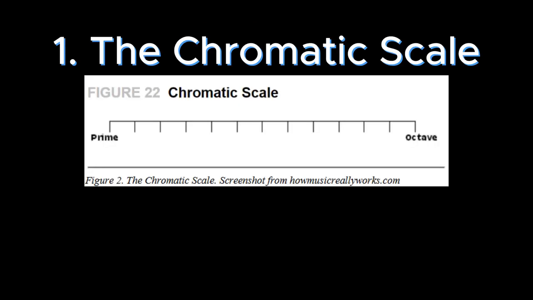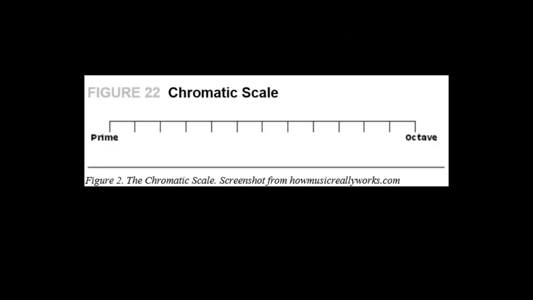One, the chromatic scale. Here is a chromatic scale that has 13 tones arranged in diatonic intervals. Based on studies, composers overuse this scale.